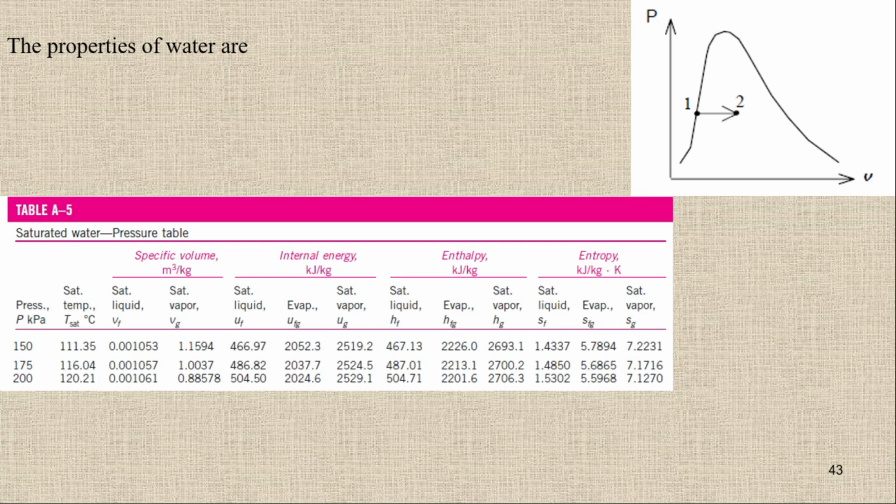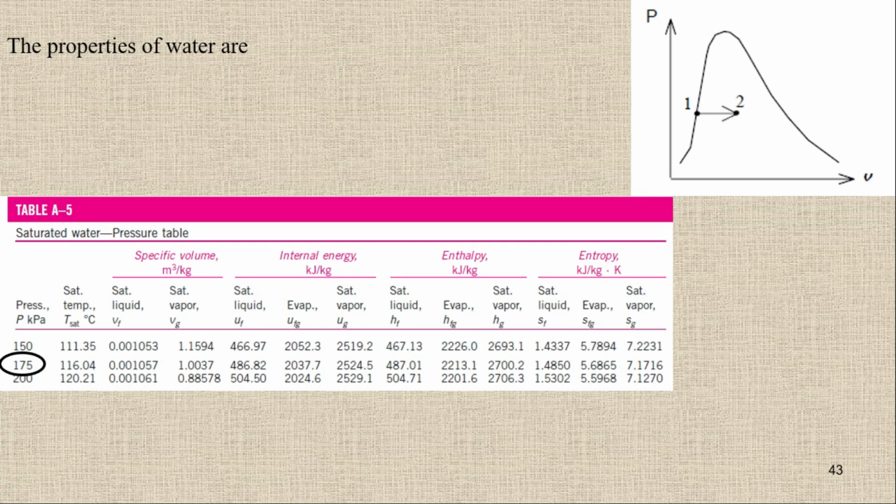Now, at state number 1, we can find the value of H. It's simple. As we know, the pressure is 175 kilopascal. You can see on the screen we have a pressure of 175 kilopascal. So here I'm going to check two different values.